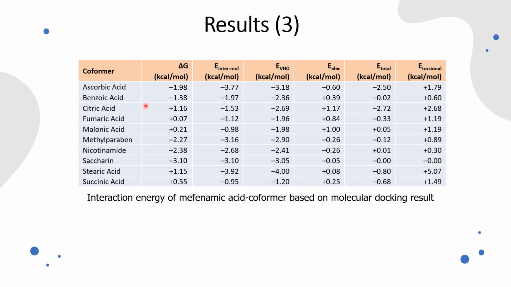And the analysis of binding free energy also offers a quantitative approximation toward the stability of co-crystal system. It can be seen here that the mefenamic acid interaction with the saccharin generates the lowest binding free energy with the value of minus 3.10 kilocalorie per mole, thus offering possibility of a stable co-crystal formation.